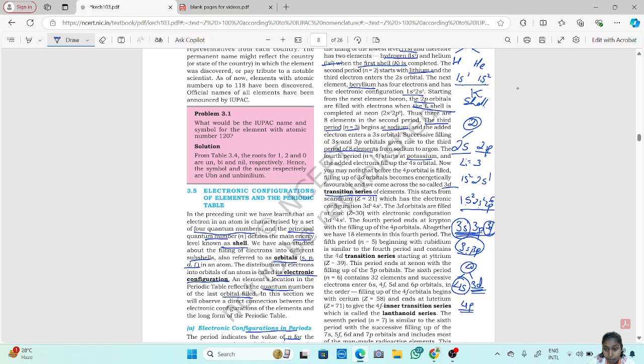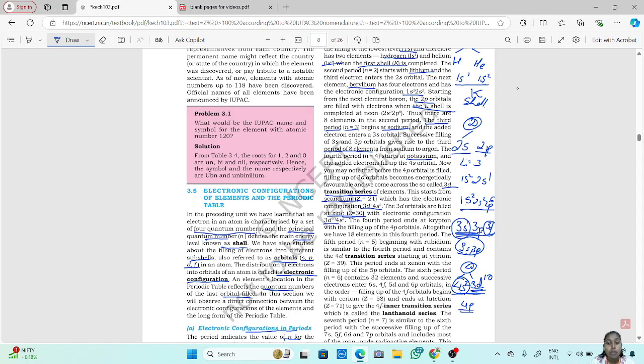The part where 3d starts filling up after 4s, those elements we call the 3d transition series. Now this starts from scandium, which has an electronic configuration of 3d1 4s2. Now the 3d orbitals are completely filled at zinc, that is 3d10 4s2. This configuration is attained at zinc, with electronic configuration 3d10 4s2.